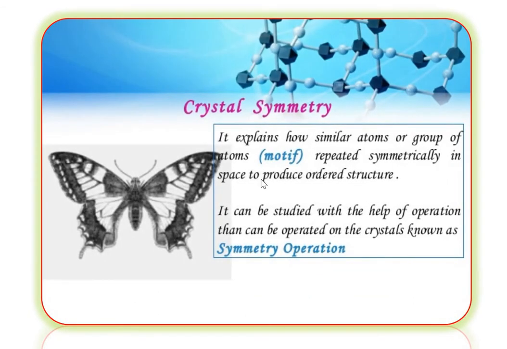What is crystal symmetry? Here I have shown a schematic of a butterfly. The two wings of the butterfly are exactly symmetrical to each other. Likewise, in a crystal also there is symmetry. It explains how similar atoms or groups of atoms are repeated symmetrically in space to produce an ordered structure. It can be studied with the help of operations that can be performed on the crystals, known as symmetry operations.